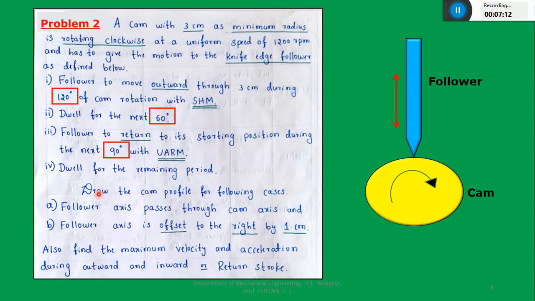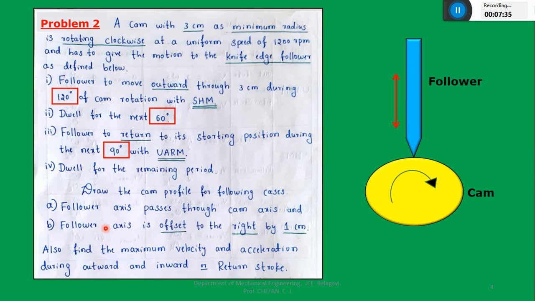And after that, you need to draw the cam profile for the following cases. There are two cases given. One is the follower axis passes through the cam axis. It means the follower axis passes through the cam axis, which is nothing but a radial follower. And one more is the follower axis is offset to the right by 1 centimeter. So this is nothing but the offset follower.